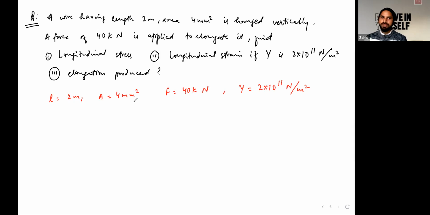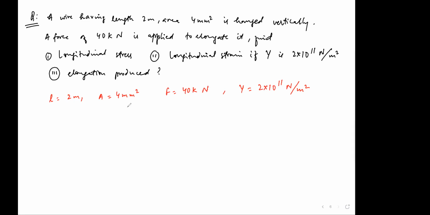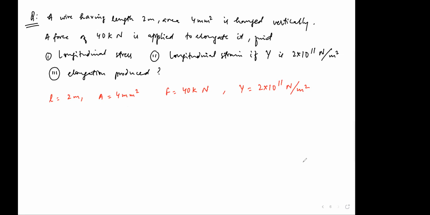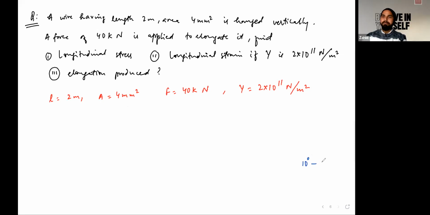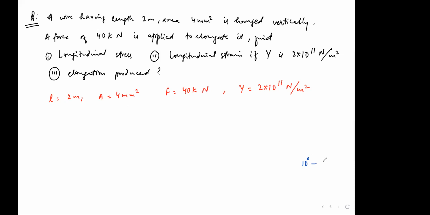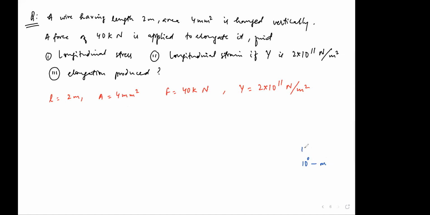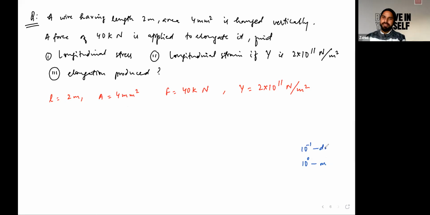Good. So how to convert millimeter in terms of meter? Let's say 10 to the power 0 will be meter. So 10 to the power minus 1 will be decimeter, 10 to the power minus 2 will be centimeter, and 10 to the power minus 3 will be millimeter.